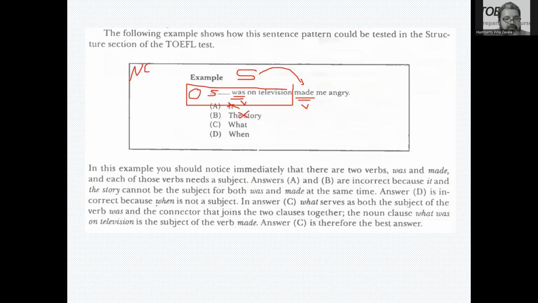Answer D is incorrect because when is not a subject. In answer C, what serves as both the subject of the verb was and the connector that joins the two clauses together. Right, so it's a subject connector, like what was on television made me angry. So we got what as the connector, but it's also the subject for the verb was. Okay, so answer C is the best answer.